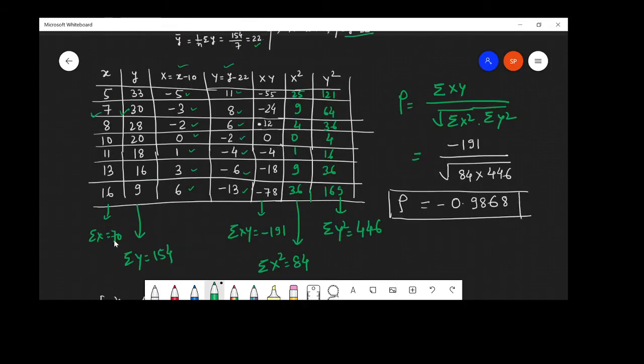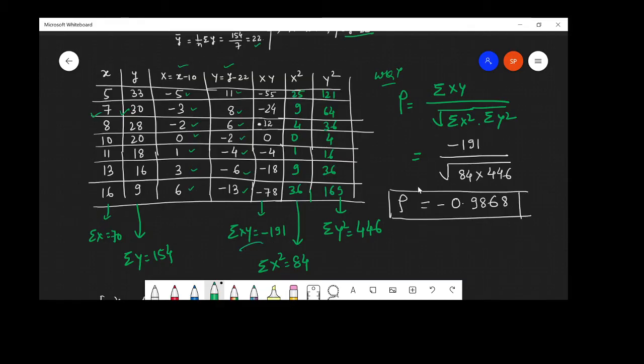So here we need, for the summation x equal to 70 and summation y equal to 154. Here the summation xy is equal to minus 191 and summation x square is equal to 84. After adding these column values, we get the summation y square as 446, and we know the formula: rho is equal to summation xy divided by the square root of summation x square into summation y square. Here we substitute the values.